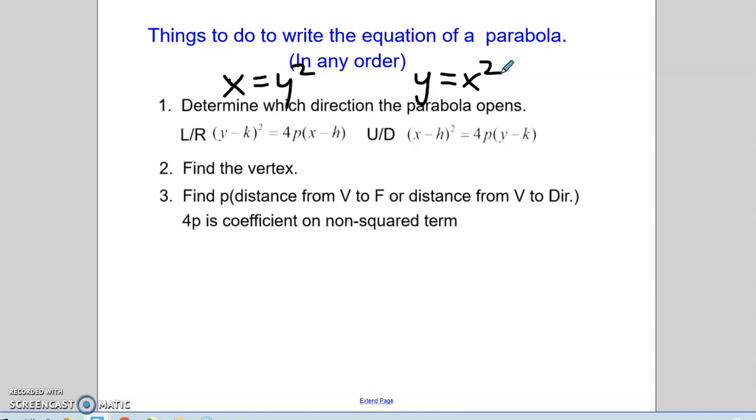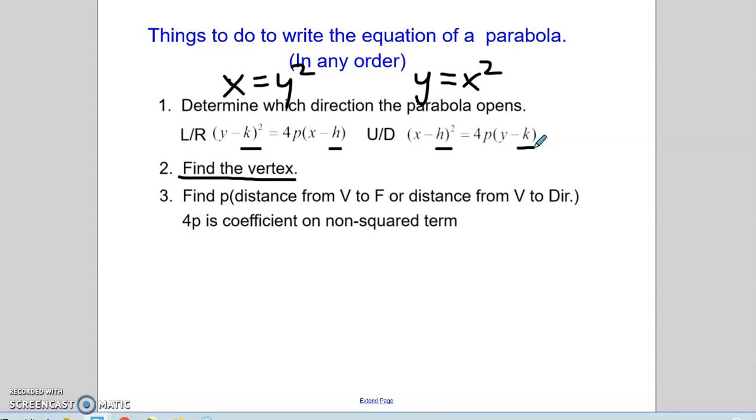Once you have that, then you can decide whether it's y squared or x squared. X squared, that's your traditional parabola. Y squared, then you've got your sideways parabola. Then number two, find the vertex. The vertex is really important to writing these equations because it's your h and your k. The h and k values go into that equation so you can write what that equation is.